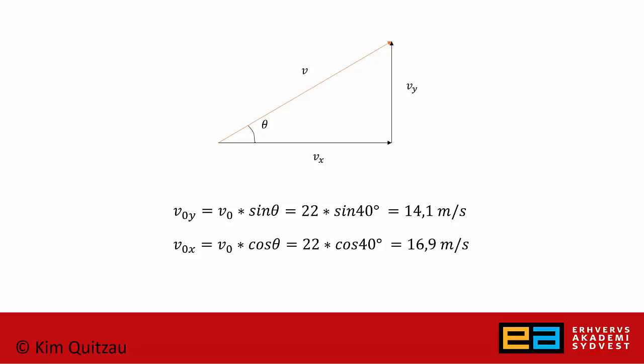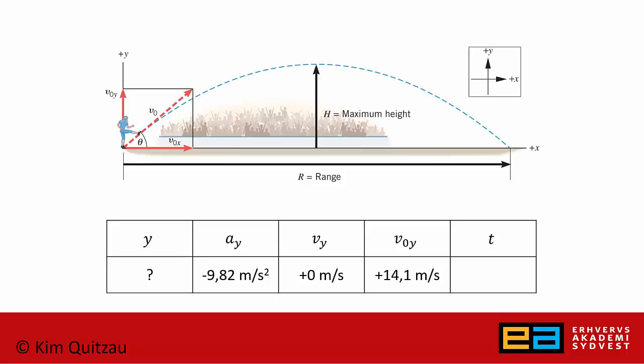Start to calculate my initial velocities in the y and x components. So my initial velocity in the y component is 14.1 meters per second, and in the x direction is 16.9 meters per second. I've written down my values of the variables.